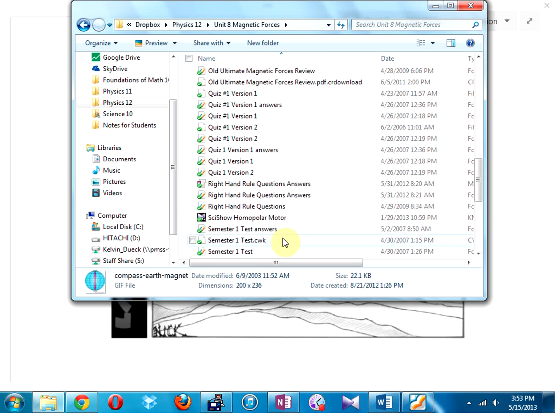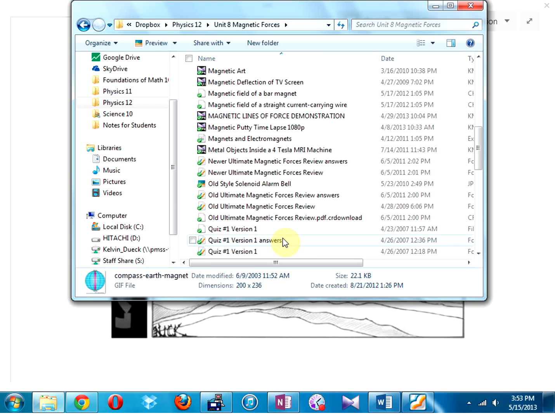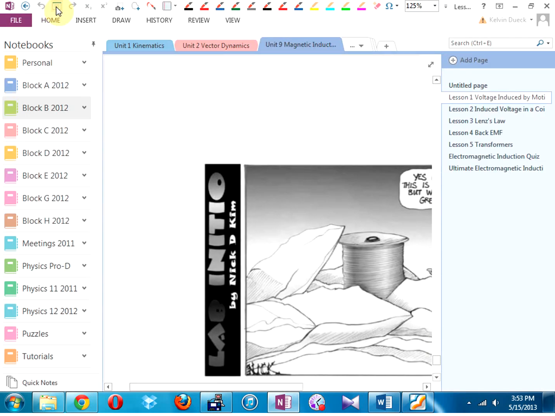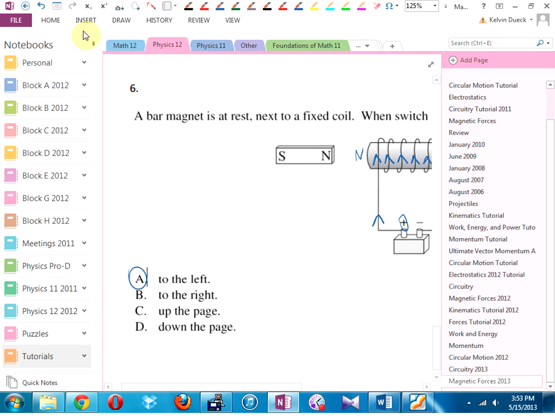I thought I had a better picture of the magnetic field inside the Earth. Oh, I think I had it in your notes. I had one with an Earth's axis tilt. Yep. Let's go back to our tutorial, Mr. Dueck. Tutorials.